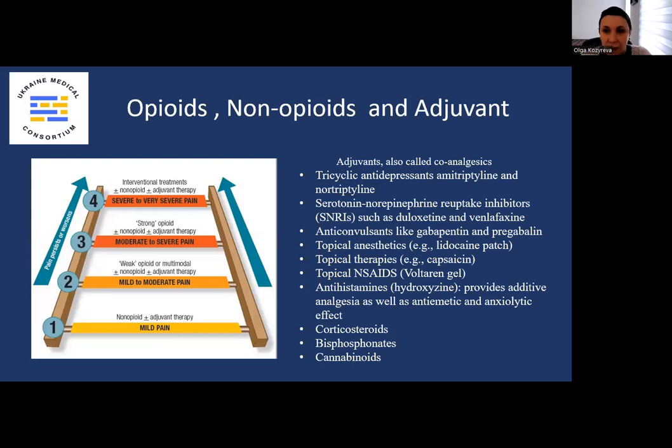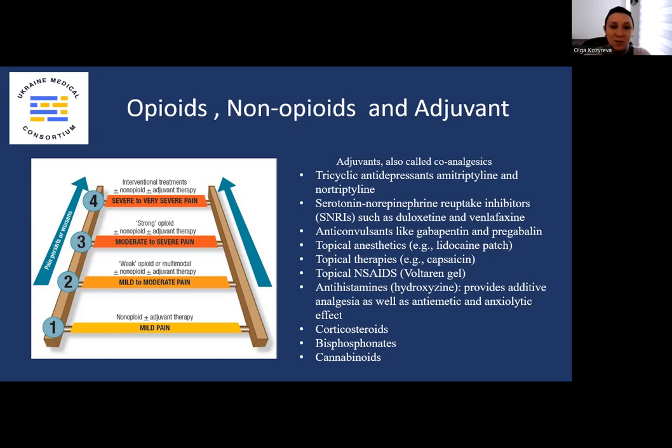So again, WHO pain management ladder, we will climb up 4 steps. First step, mild pain, when we use non-opiates. Non-opiates, it's NSAIDs plus adjuvant treatment. Mild to moderate pain, we use weak opiates plus non-opiates and adjuvant therapy. And step 3, it would be strong. When patient experience severe pain, we will use strong opiates plus NSAIDs plus adjuvant therapy. And step 4, severe or very severe pain, we will use strong pain medicine, strong opiates, and combination of non-opiates, adjuvant, and interventional pain management.